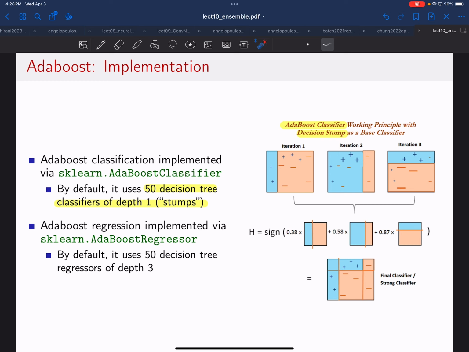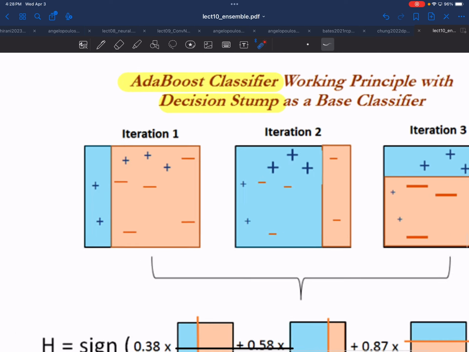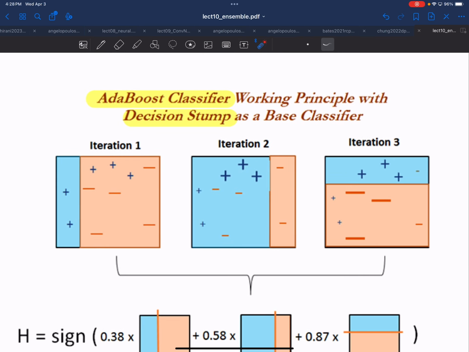So here's the illustration. We have a binary classification problem. We have some pluses, we have some minuses. At the very first round, we need to design our decision stump. The decision stump is going to split the data either horizontally like that or vertically like this. In this case, the decision stump we design splits it this way.